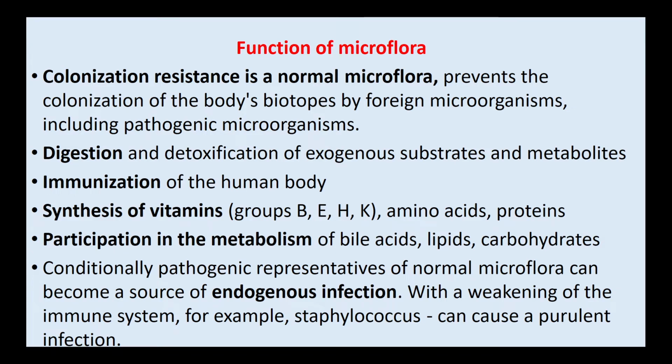And other functions. Some bacteria produce vitamins which are needed for human organisms, and some of these vitamins our cells don't produce. They are produced only by prokaryotic cells, by bacteria. It's a group of vitamins B, E, H, and K. Also, some bacteria produce amino acids and proteins, which are not produced in the human body or are produced slowly. That's why it's very important, and it's usually a function of the gastrointestinal normal flora.